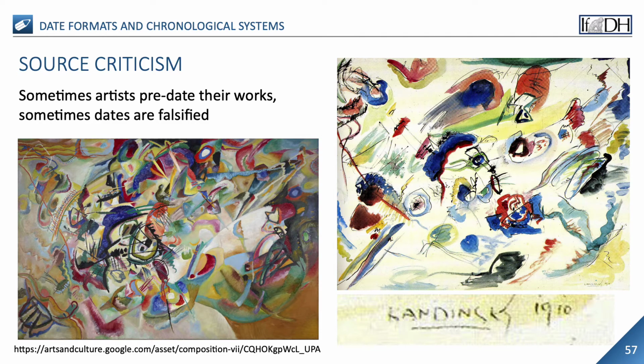Kandinsky's Composition, dated 1913, is considered one of the first truly abstract paintings in art history. A very similar watercolor in the Centre Pompidou, however, already bears the year 1910 next to the signature. Researchers are fairly certain that here Kandinsky predated the work. And perhaps you know similar phenomena from predated notes, checks, or even deliberate forgeries.